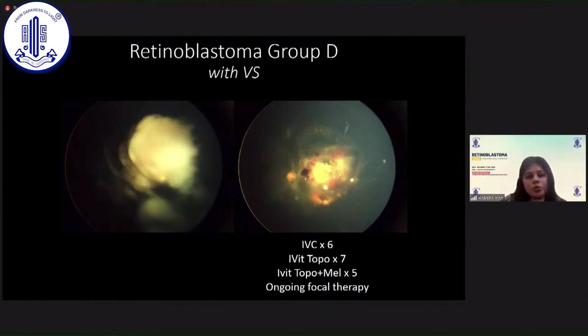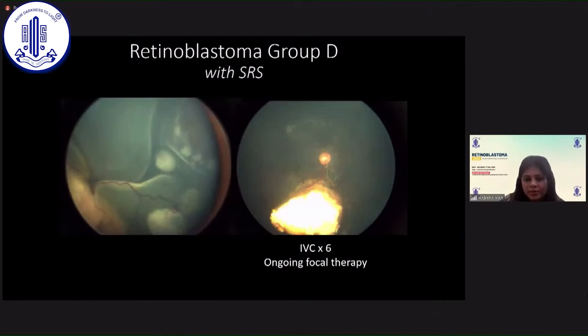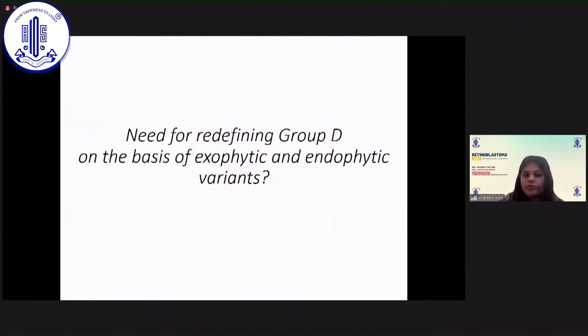That is true. So you have mentioned my next example also, the group D with vitreous seeds versus group D with subretinal seeds. We have all noted that the exudative type of group D responds much better than an endophytic kind of group D to both IVC and IAC. So probably this also will be included in AJCC, the smaller subdivisions.